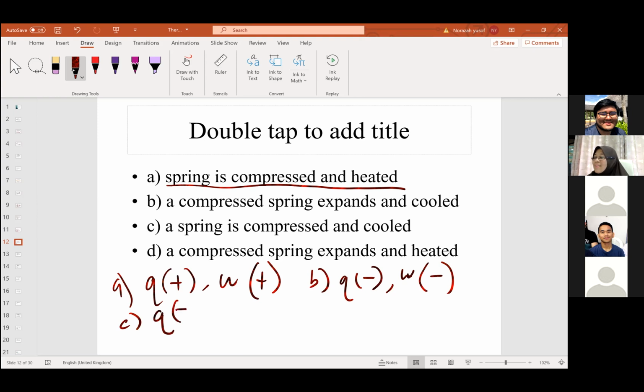Q negative. All right, I think you get it. Okay, compress. Positive. Okay, that's good.